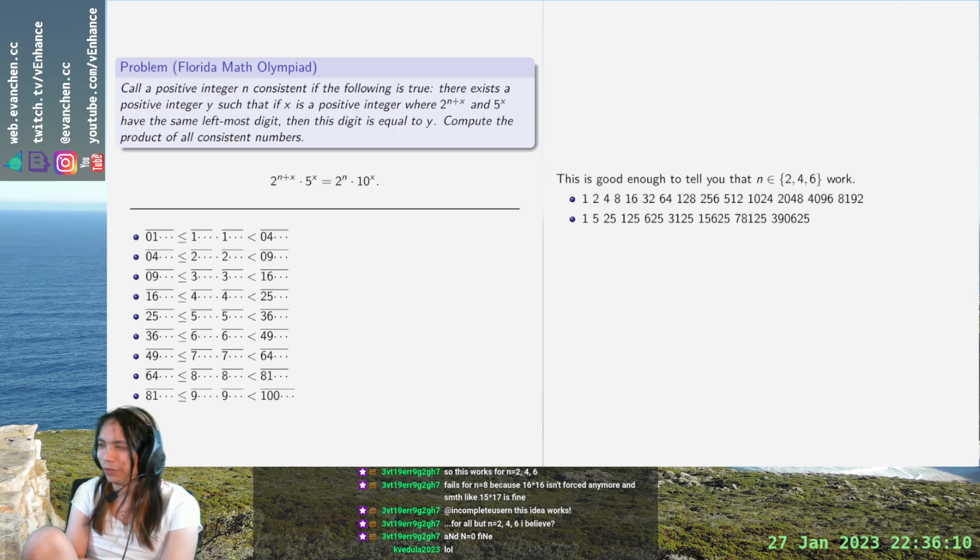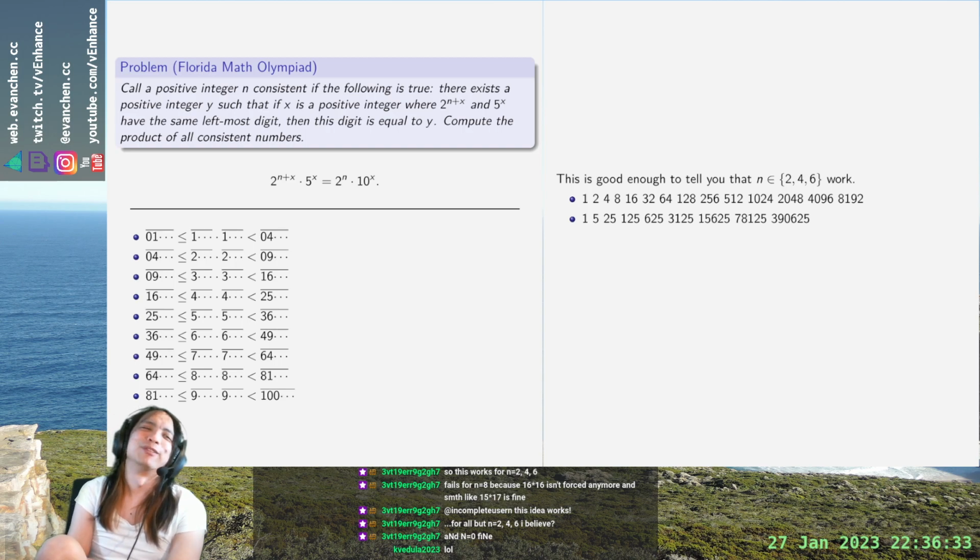And then to show all the other numbers fail, do I just do some sort of density argument, right? Or like the starting digits of 5 to the x can be pretty much anything is the theorem. Oh, I really don't want to formalize this. Oh no.